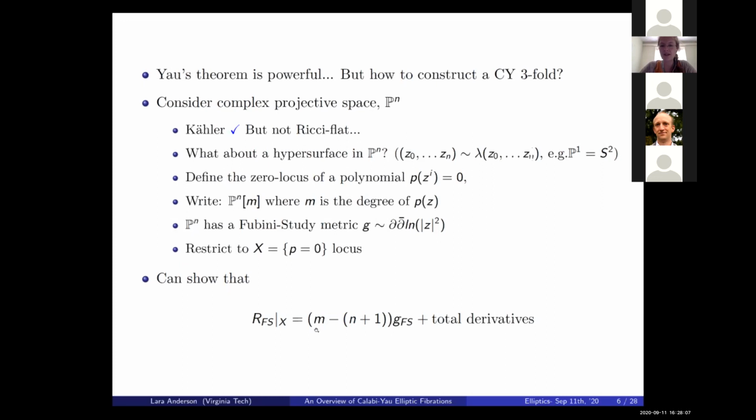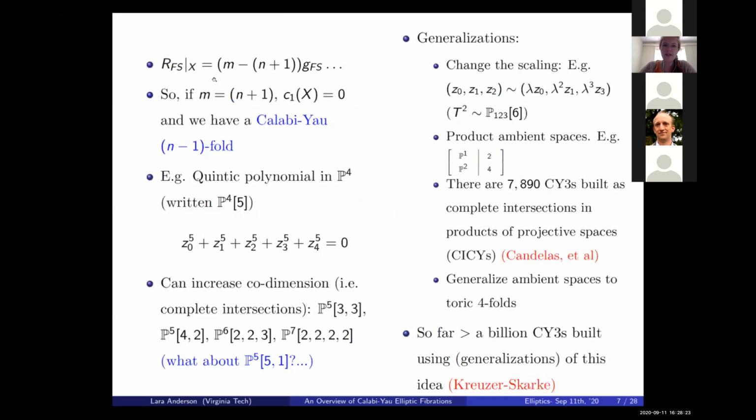You get things that look like an integer prefactor, which depends on which projective space you started with and which degree equation you put in it, times the Fubini-Study metric itself, plus things that are total derivative terms. Now, why is this interesting? Well, if you look at that prefactor, what you can show is that if you take the trace of this, of course, if this prefactor vanishes, then all these higher derivative terms under a trace vanish, and you will end up with the trace of the Ricci tensor being 0, i.e.